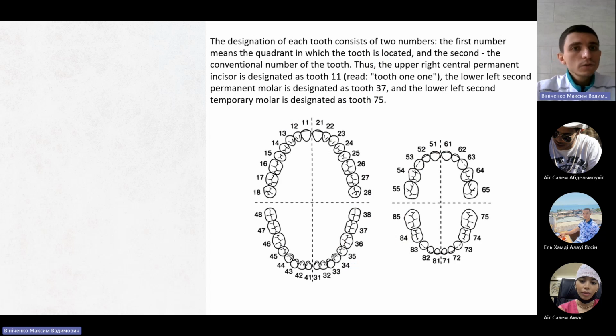The designation of each tooth consists of 2 numbers. The first number means the quadrant in which the tooth is located, and the second, the conventional number of the tooth. Thus, the upper right central permanent incisor is designated as tooth number 11, read one-one or eleven. The lower left second permanent molar is designated as tooth 37, and the lower left second temporary molar is designated as tooth 75.